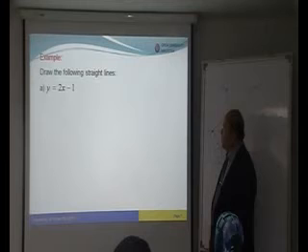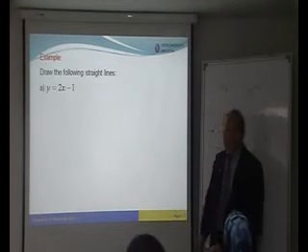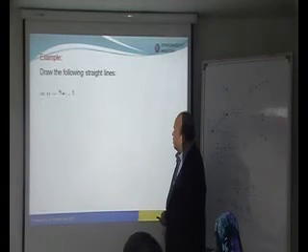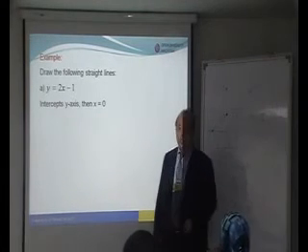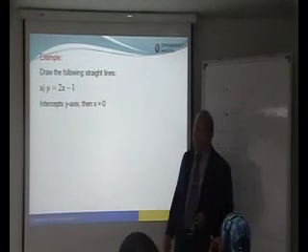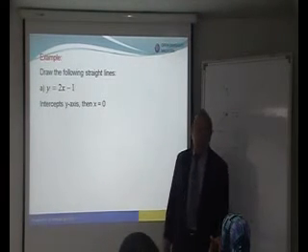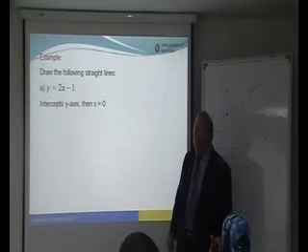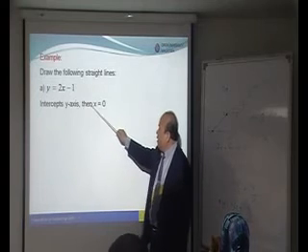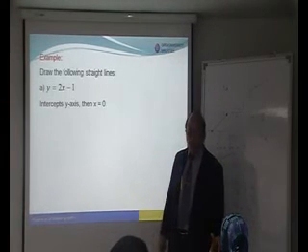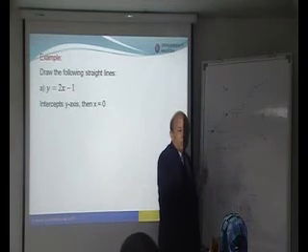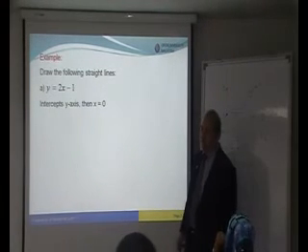Draw the following straight lines. So we are given y equals 2x minus 1 here. So the first thing is we want to find the intercept of the y-axis. Where does it intersect the y-axis? Alright. So in order for this line to intersect with the y-axis, the value of x is 0. Usually on the y-axis, x is 0. On the x-axis, y is 0. Understand?